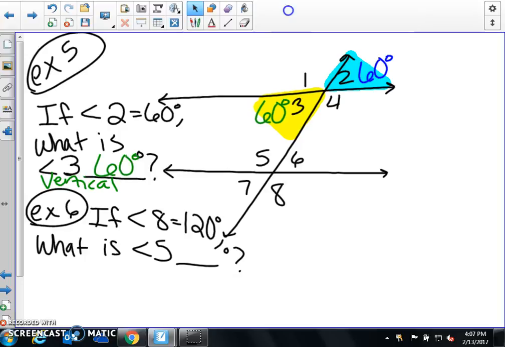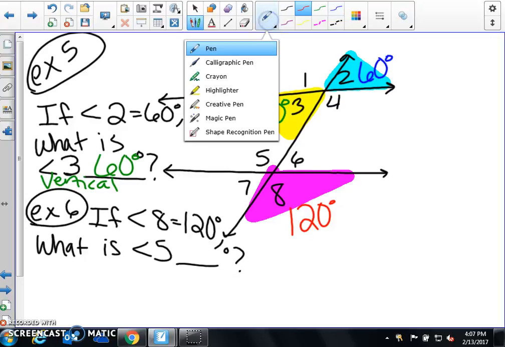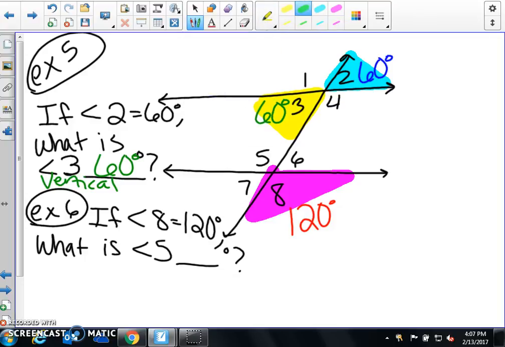All right, let's look at this bottom one, angle 8. So I'm just going to go find angle 8. So angle 8 is here. Angle 8 is supposed to be 120 degrees. And they want me to say, okay, so what's angle 5? Once again, angle 5, these are opposite angles, so they're vertical. So that would also be 120 degrees.